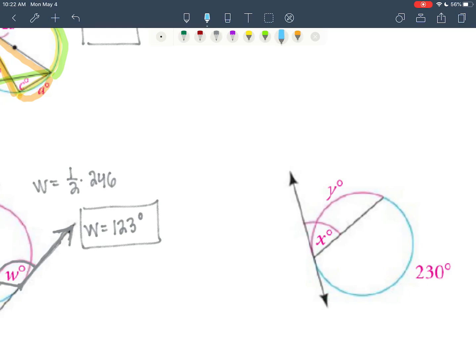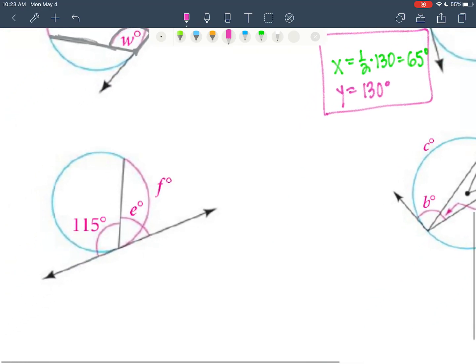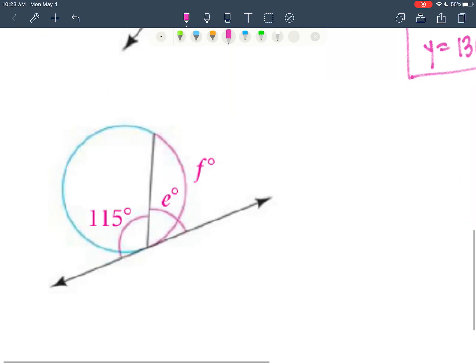The blue, this blue arc is 230 degrees, which is going to make the pink arc 360 minus 230, 130 degrees. And the angle, that inscribed angle, is going to be half of 130. So X equals half of 130, which is 65 degrees, and Y is equal to 130 degrees. Two more problems to go.